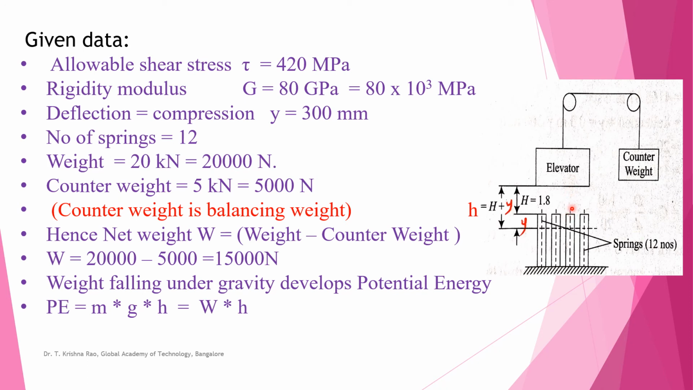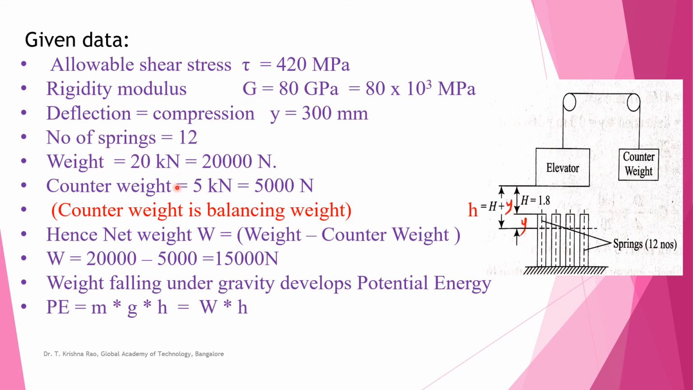When the lift is falling on the springs, they will compress by a value called Y. So what is the distance moved by the elevator? That free fall of 1.8 meters plus the deflection is the height from which it is moving. You have to take the small h as capital H plus the deflection here. Capital H is the height of fall. There is a counterweight, balancing weight here, which is balancing a portion of this. There are 12 springs kept here at the bottom.